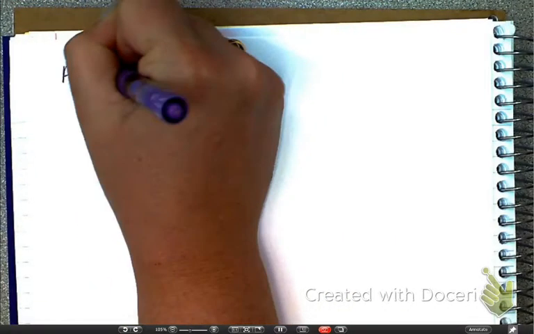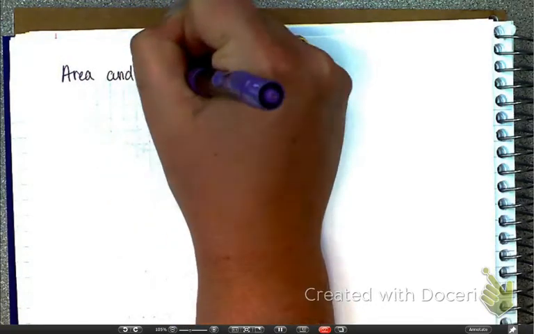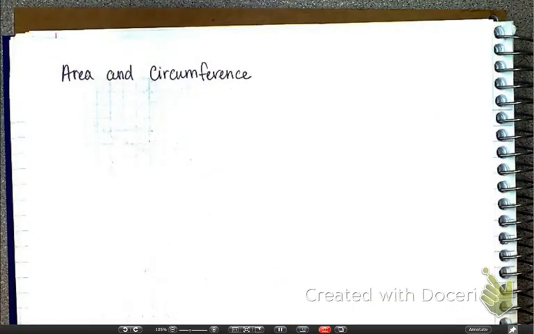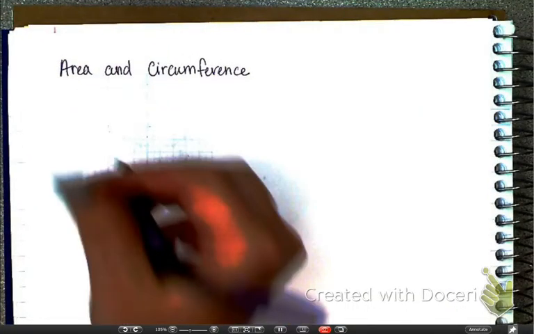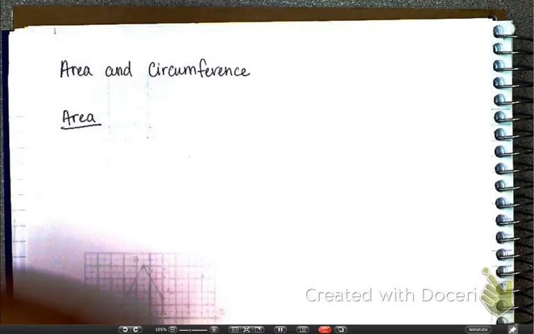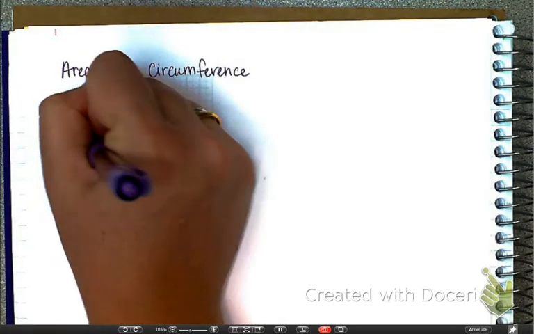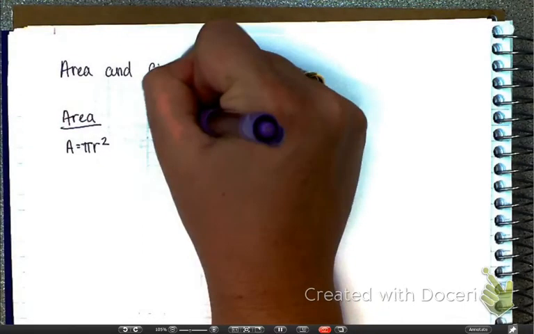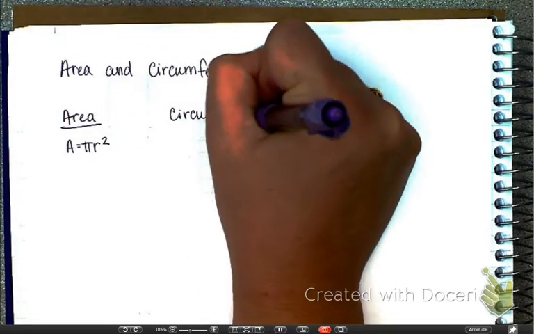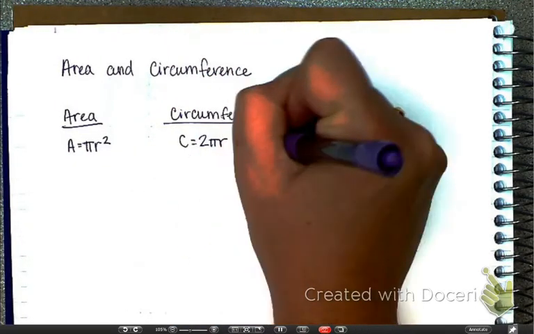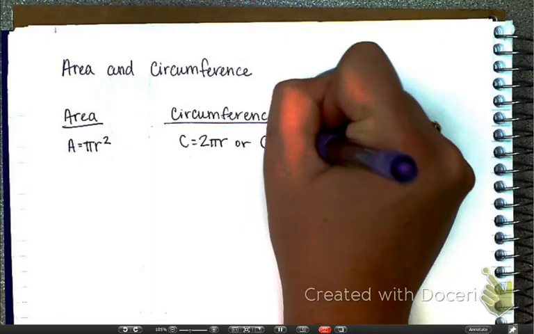Area and circumference. Just in case you weren't paying attention during the warm-up and didn't write it down, or you just want to write it down again so you don't forget it, your area formula is pi times the radius squared. And your circumference formula is 2 times pi times r, or pi times diameter.